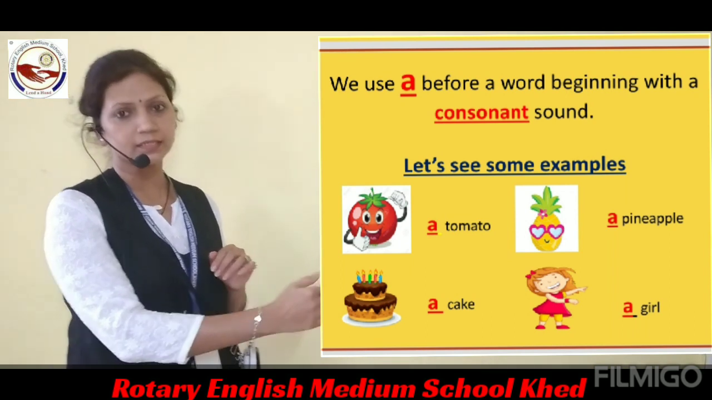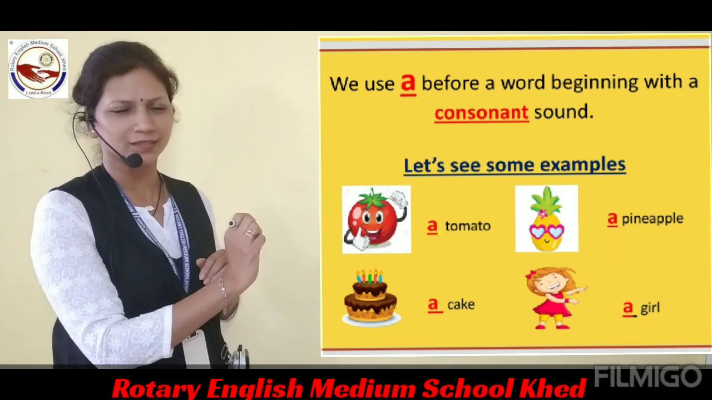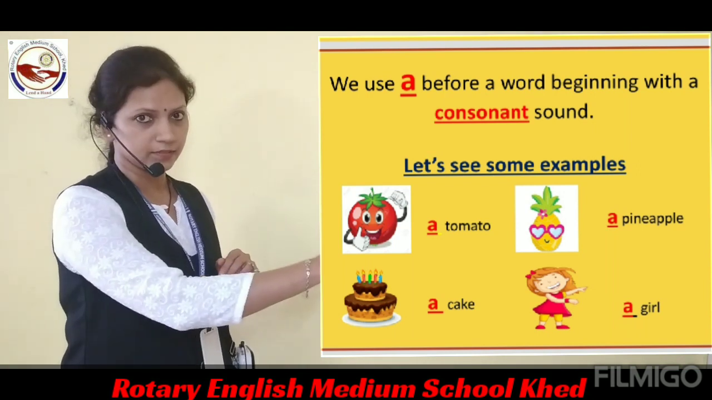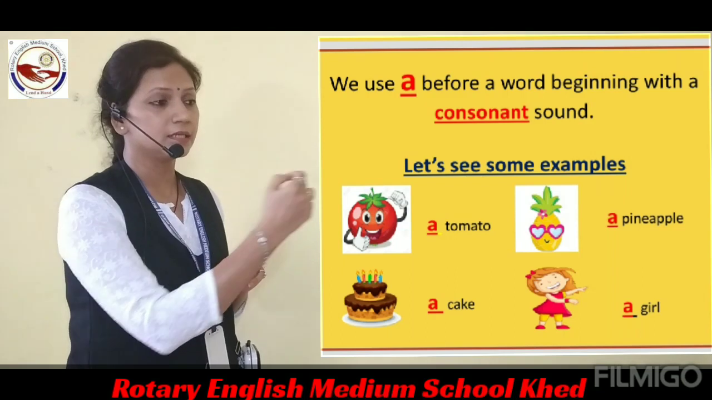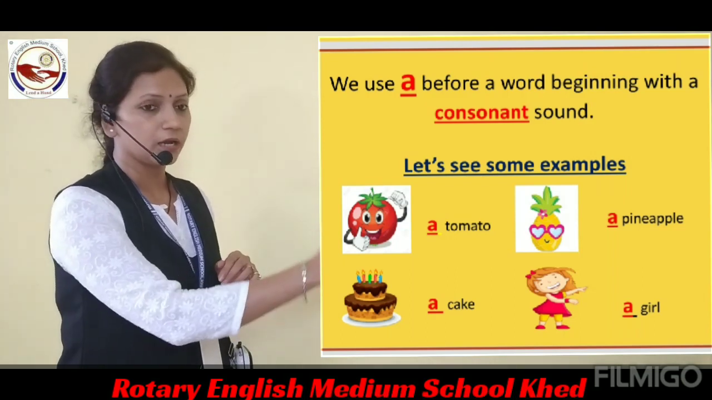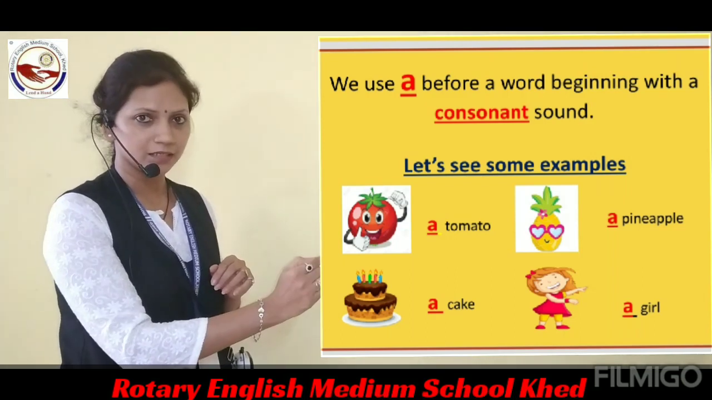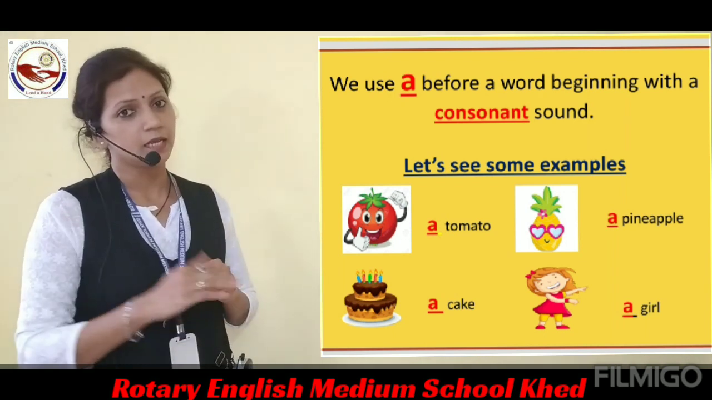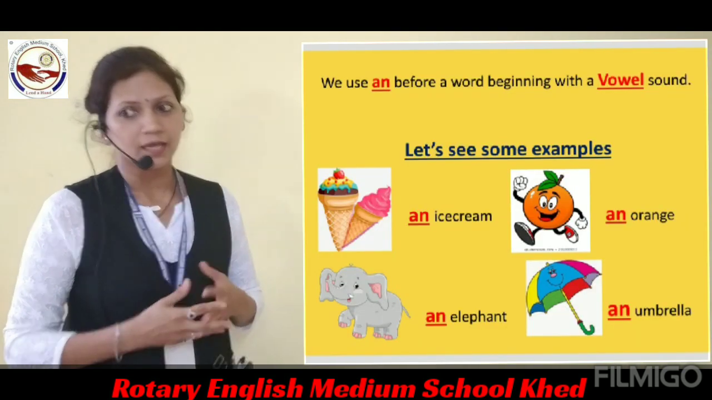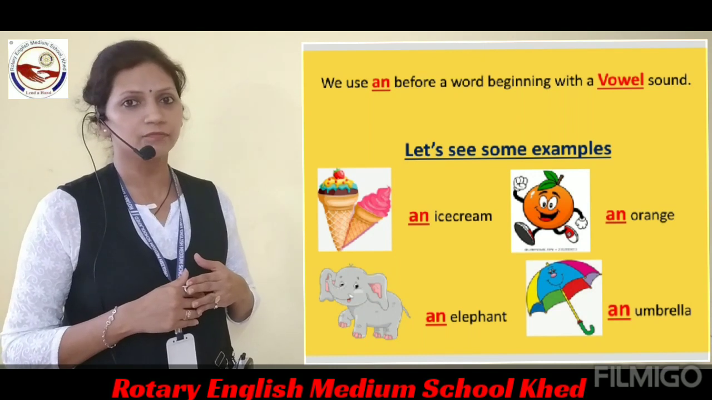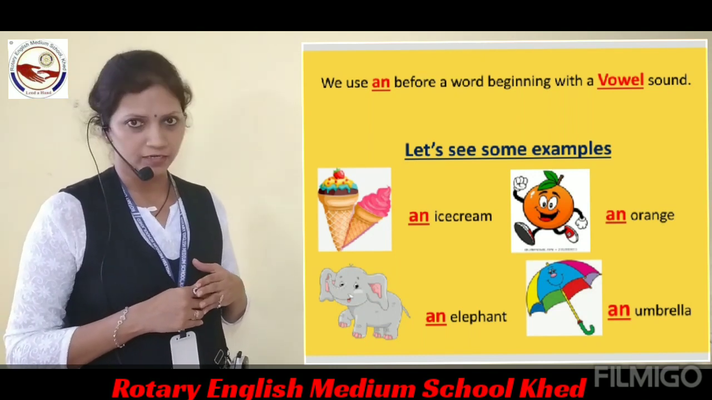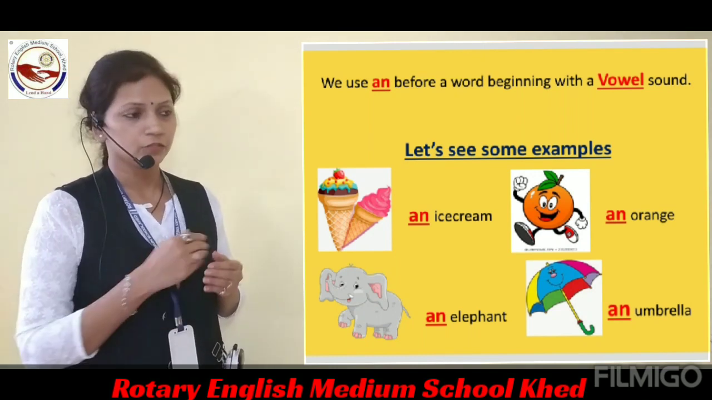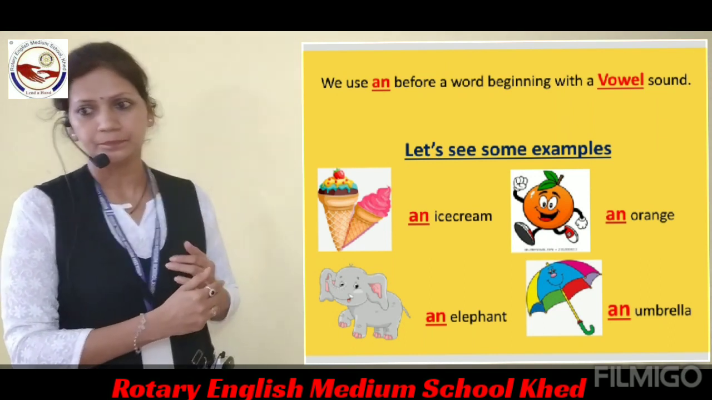Next word is a girl. She's really cute, right? G starts with a consonant. The sound is G, so I use a girl here. Now next, we use an before a word beginning with a vowel sound. Okay, so let's start some examples.